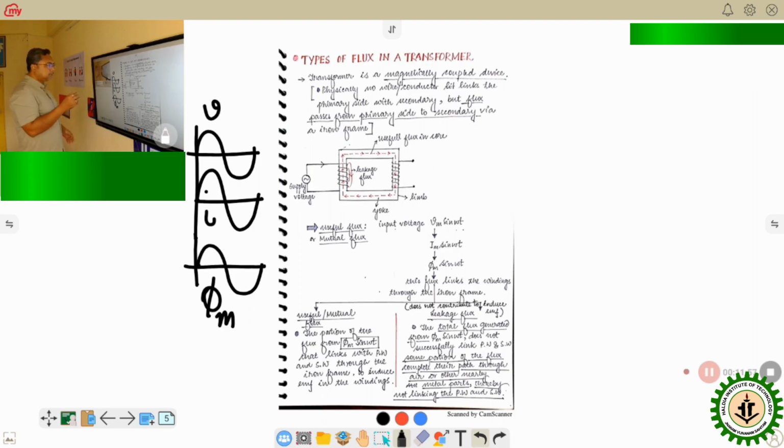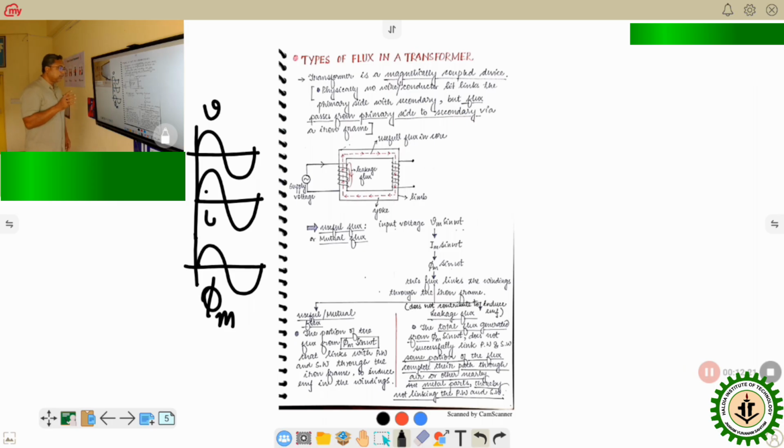So what happens? This flux does not take part in the production of EMF. They are lost, so they are not utilized for the production of flux. That is why they are known as leakage flux. And the major portion of the flux which transfers from the primary side to the secondary side is known as useful flux.